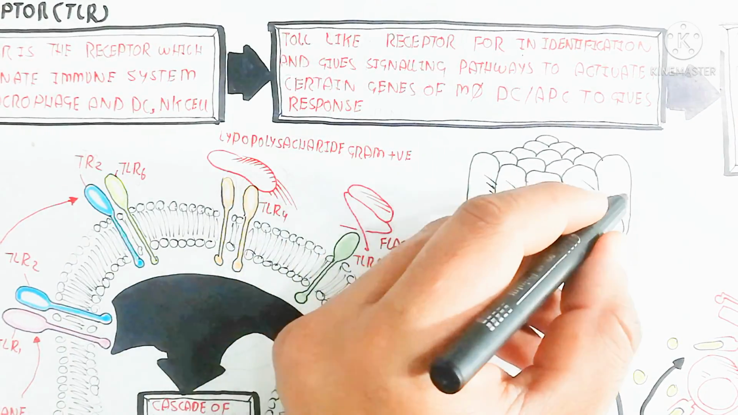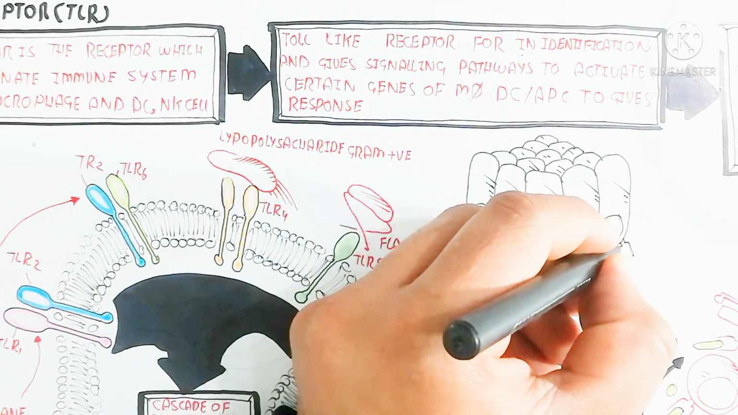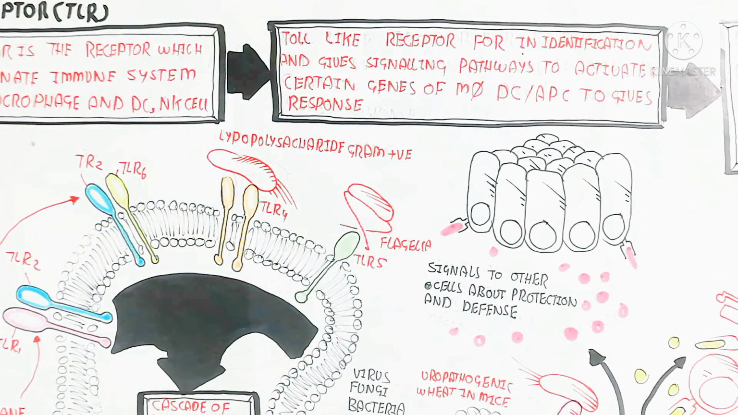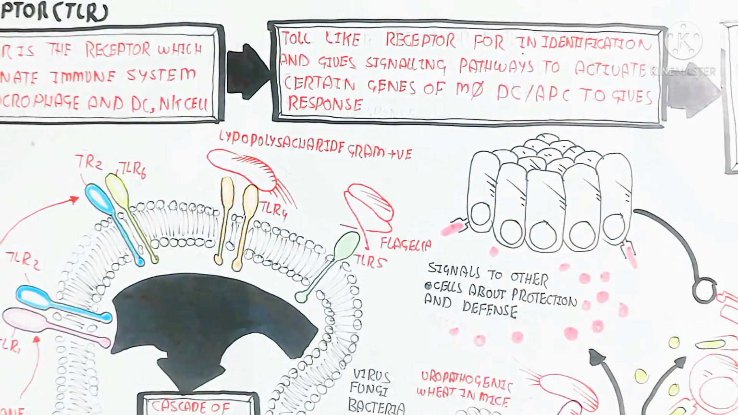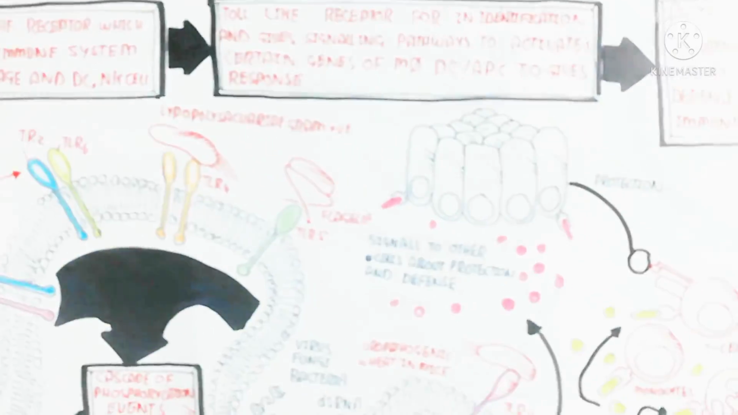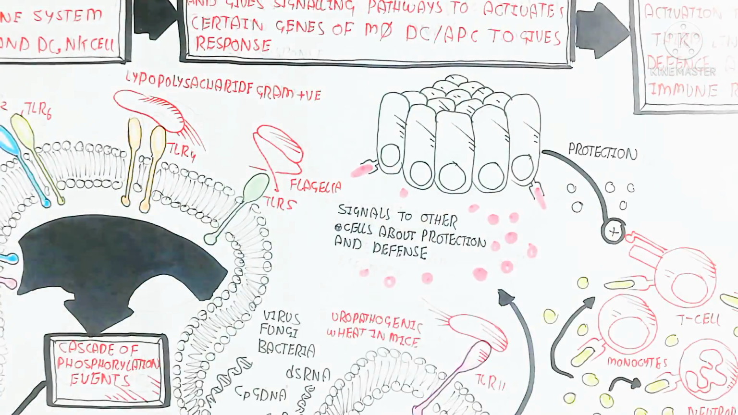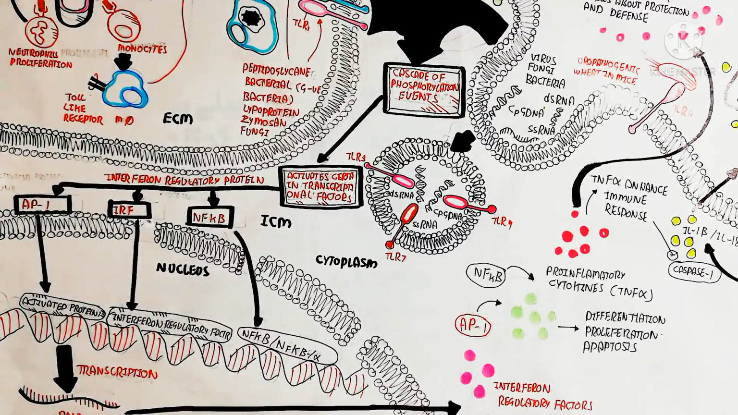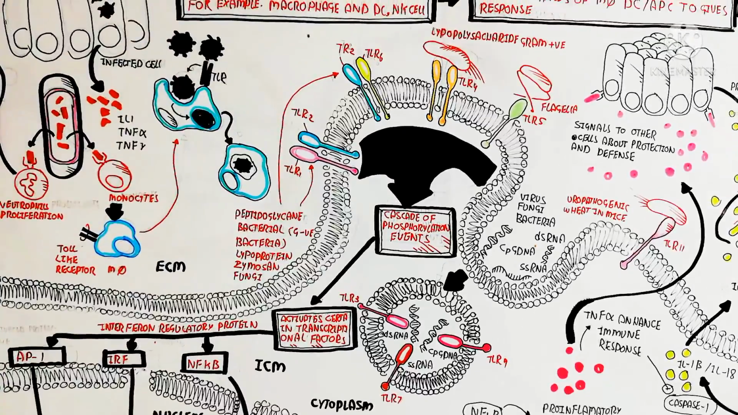After that, the infected cell will die, and on the other hand other cytokines, like interferon gamma, will bind to some other cells, and in this way the infected cell will be killed by apoptosis and protection will occur, and in this way a signal is sent to other cells about protection and defense. So that is the major mechanism of the toll-like receptor.